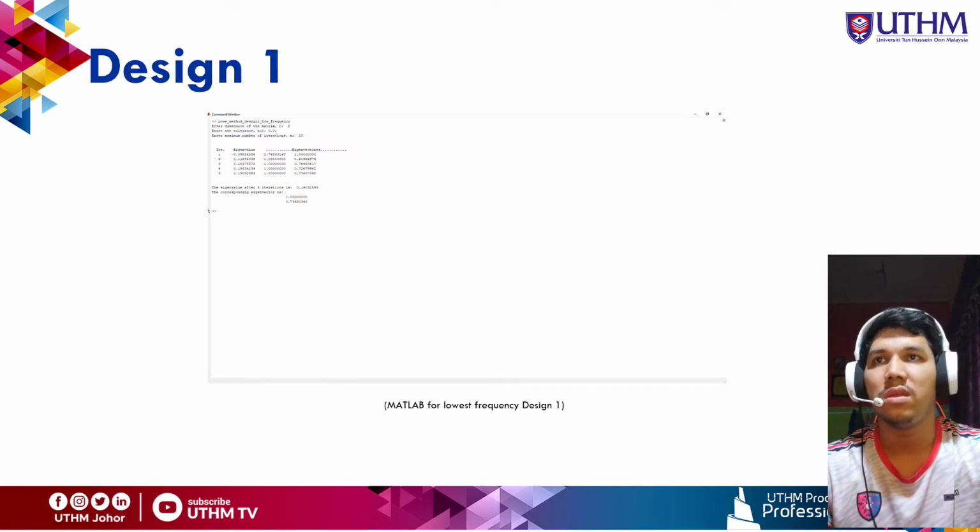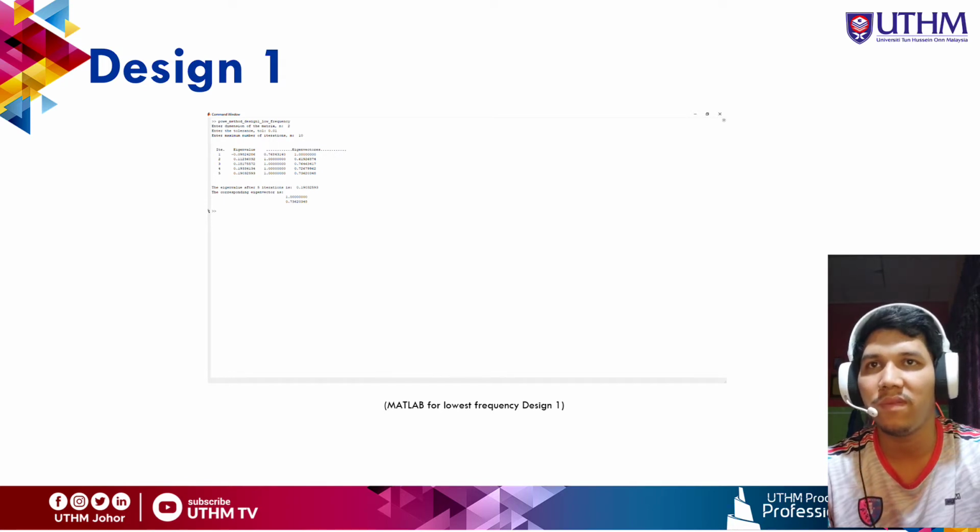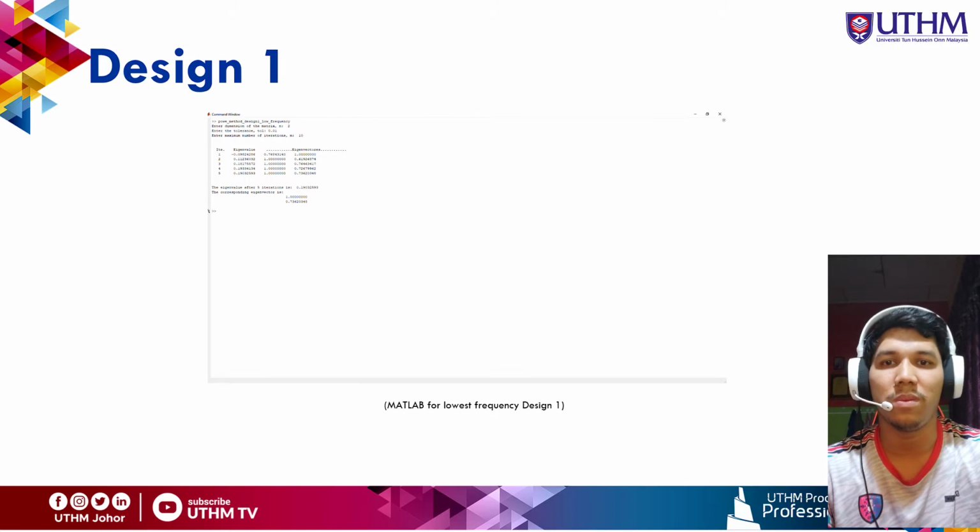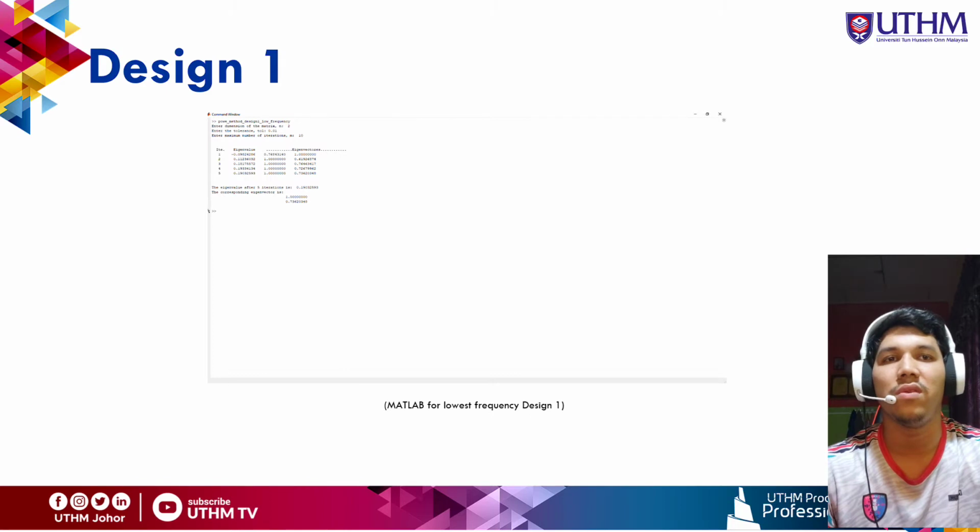The next is the result for design 1. As we can see, after we insert the value of K inverse multiplied by M, we multiply by negative 2.1 and 0.9. This is the iterations and the eigenvalue after 5 iterations. The eigenvalue is 0.1032593. This is the value of the lowest frequency for design 1.